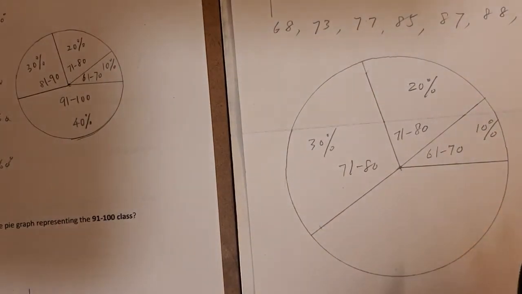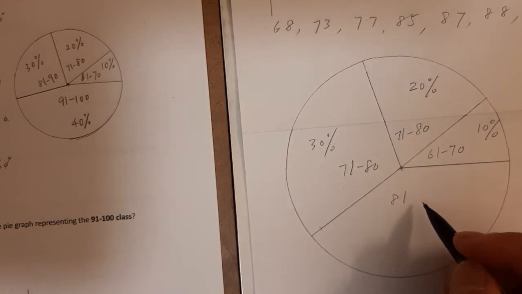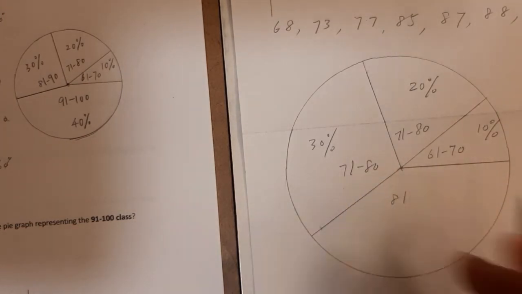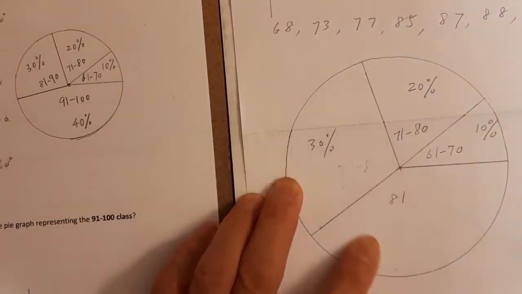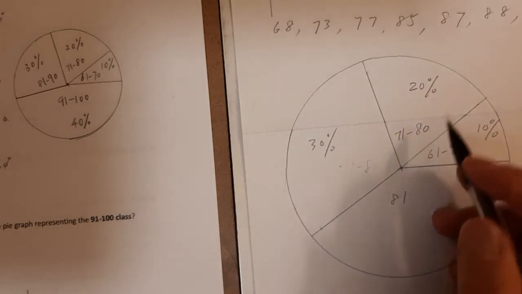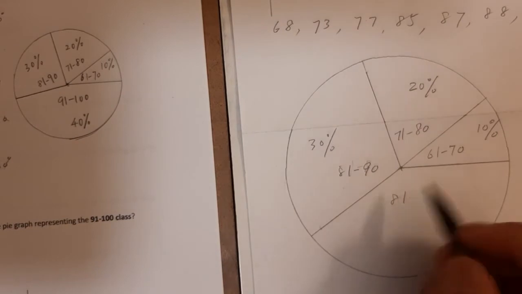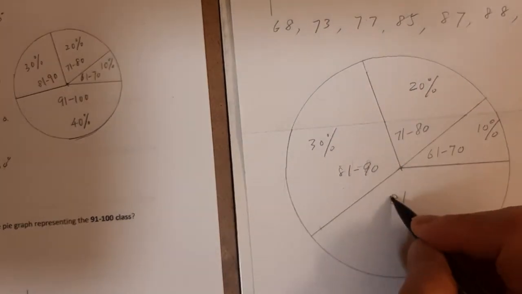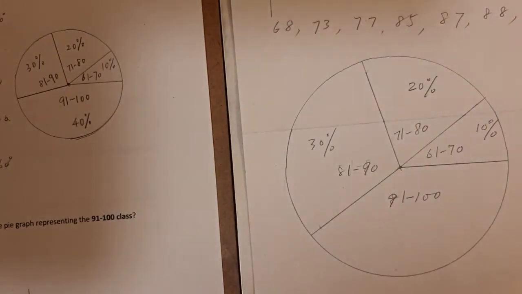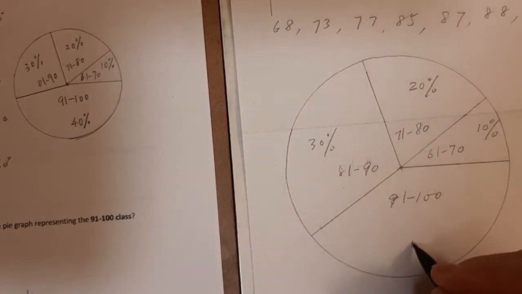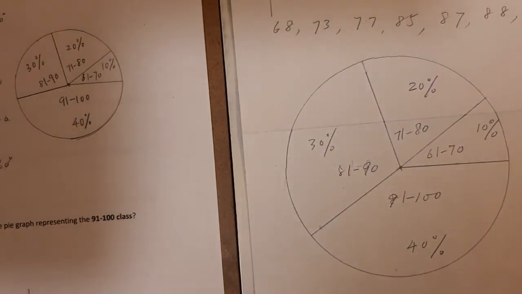Then the remaining 81. Okay, it should be 81 to 90. 71 to 80 is here. So this is 81 to 90. Then this is 91 to 100, and it's 40%. So this finishes the pie.